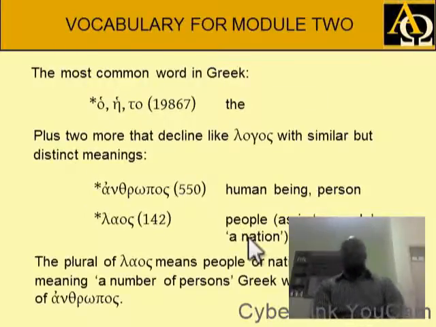The most common word in Greek is actually the definite article, which is "the." It can come in three ways: ho, he, or to. Ho is the masculine, he is the feminine, and to is the neuter. Don't worry about that; we will talk about these various classifications of the Greek noun. And then we have anthropos, which declines like logos, human person. And then laos, people.